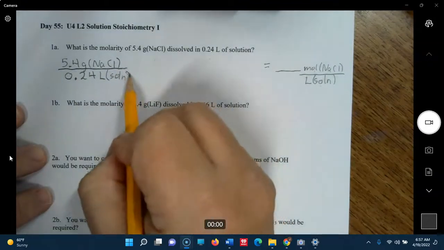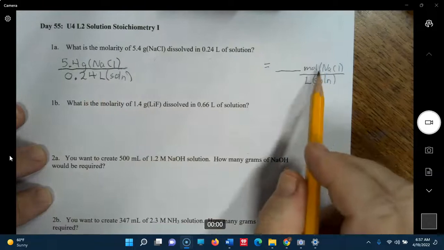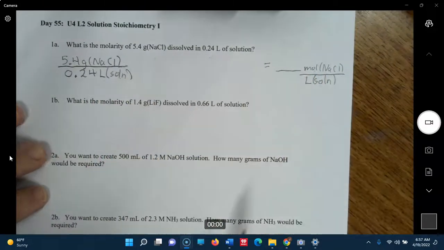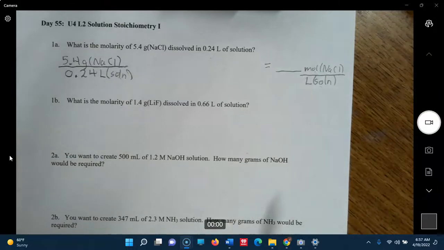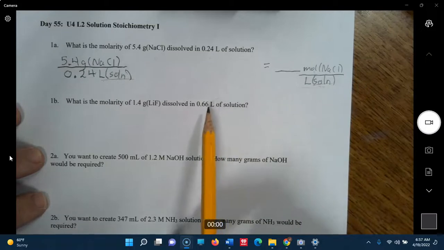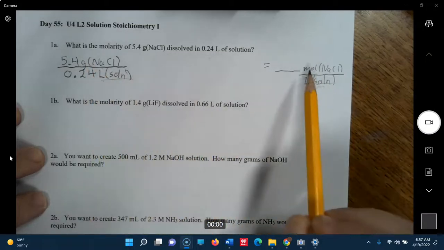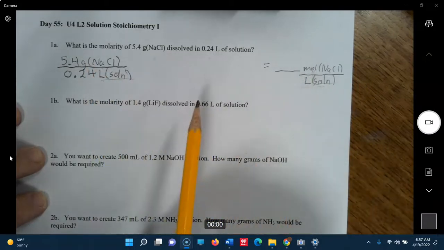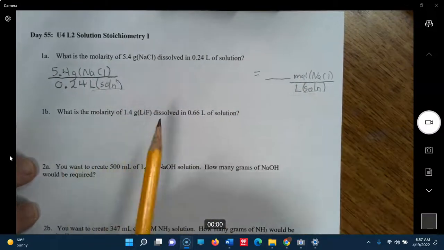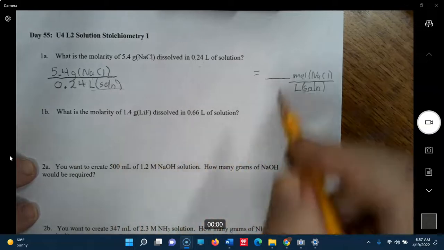Okay, so let's look at what we have and what we need to get to. On the bottom, we have liters of solution, liters of solution. So we don't need to do anything on the bottom. The units, again, all you're looking at is the units of measure. They are the same. Up here you have grams of NaCl. Over here you have moles of NaCl. So you're going to have to convert from grams to moles, and you've done that 1,000 times. It's called a molar mass conversion.